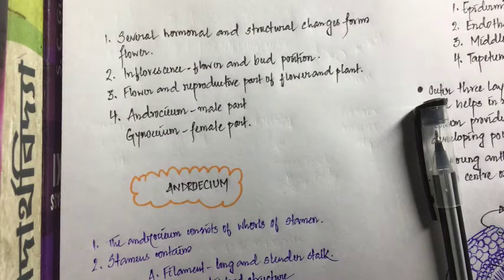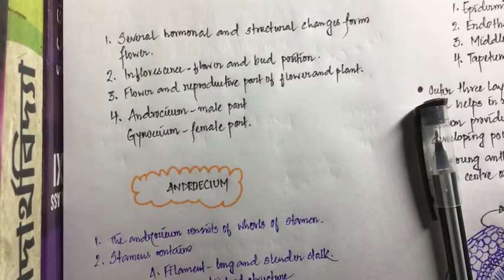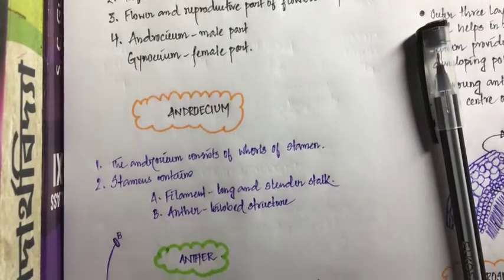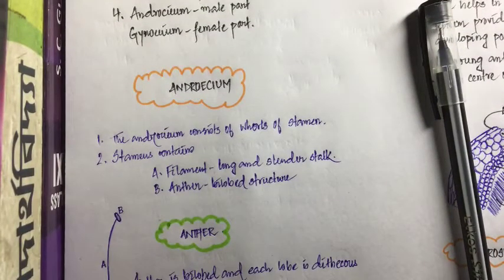Among those four structures, the two main structures present inside the flower which take part in the process of sexual reproduction are androecium, which is the male part, and gynoecium, which is the female part. Clear? Now let us move ahead. We'll be discussing androecium first, then gynoecium, and then the formation of different gametes, the male gametes, that is the pollen grain, and the female gametes, that is the ovule.